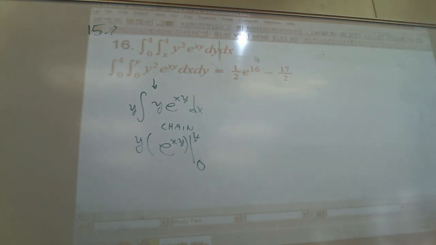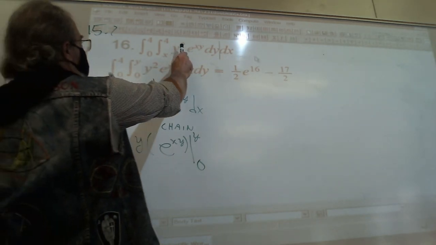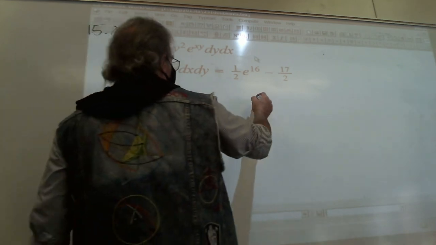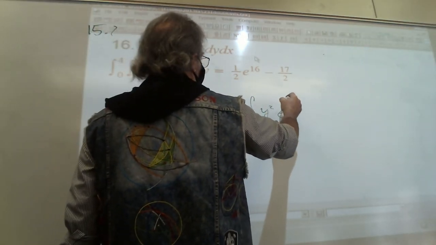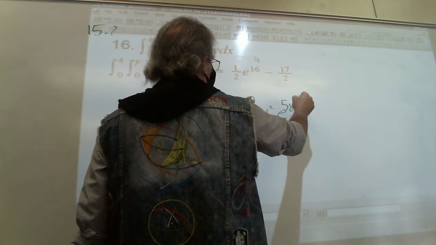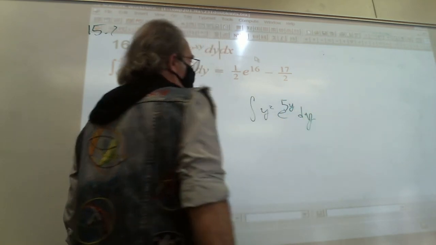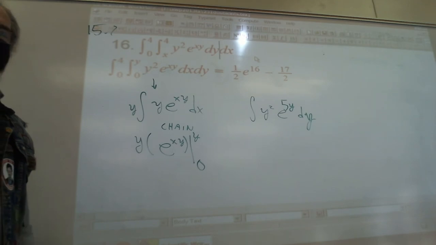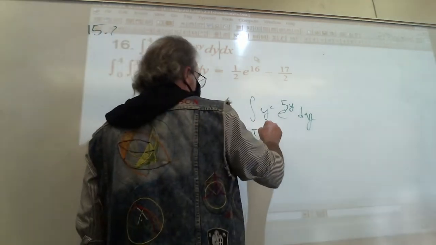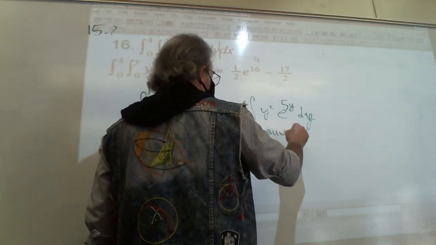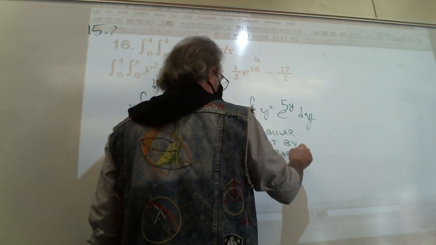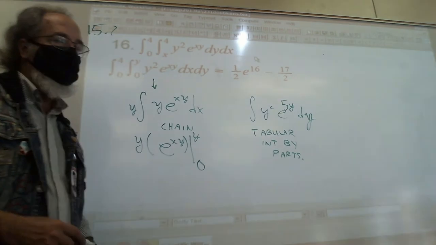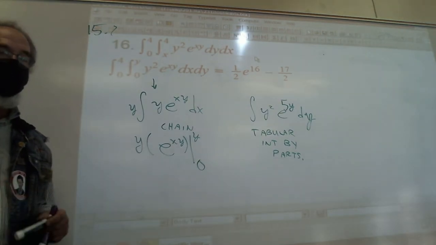This guy, if you take a second, how would you integrate this? You get the integral of y squared, e to the, let's make that x a 5. How would you do that integral? That's a Calc 2 integral. That's a tabular integration by parts. That is not an easy integral. It's not easy. It's doable, but I wouldn't want to do it.